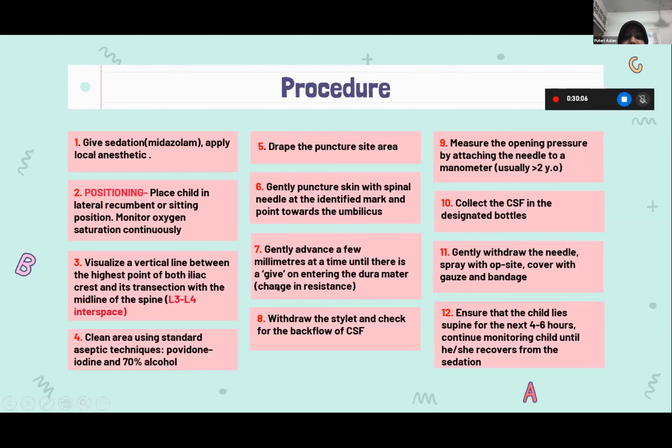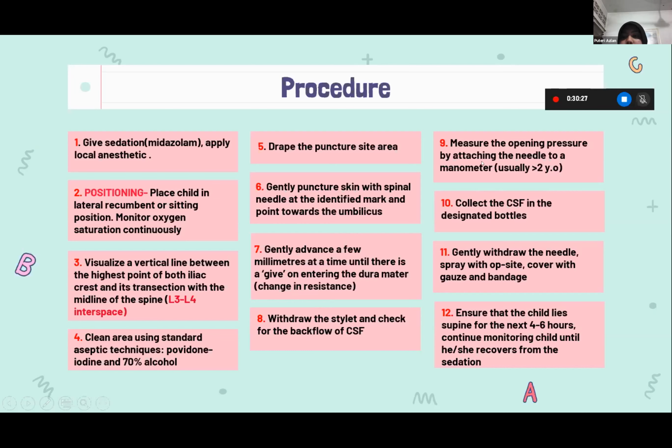So this give is basically a change in resistance on entering the dura mater. Then withdraw the stylet and check for the backflow of the cerebrospinal fluid. The stylet basically converts the hollow bore needle into a solid one so that it doesn't displace the skin when we puncture into the CSF.